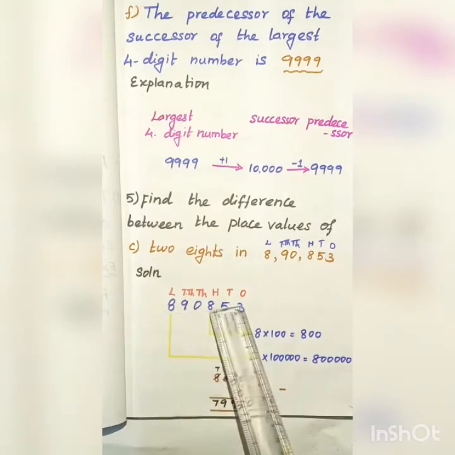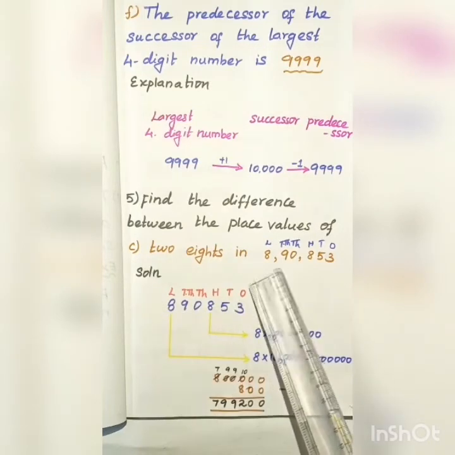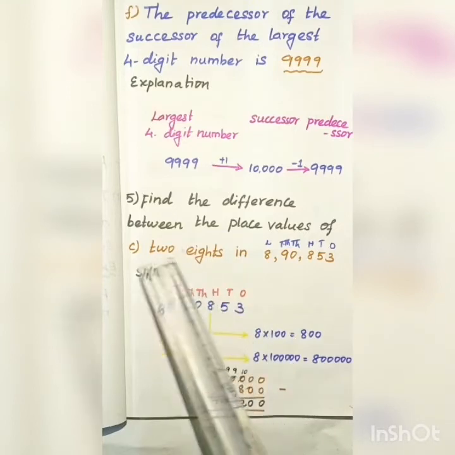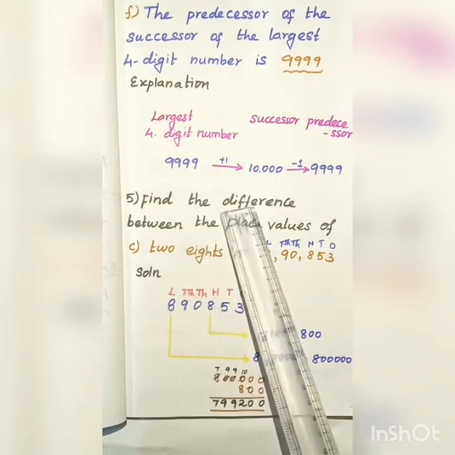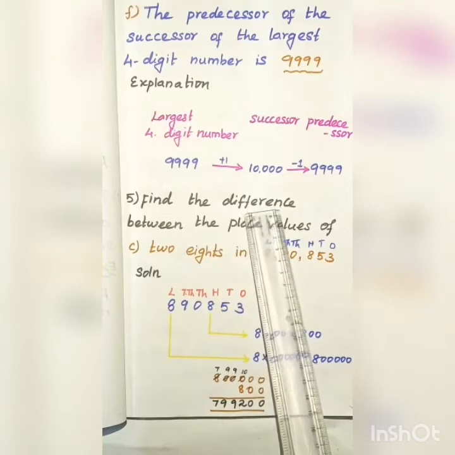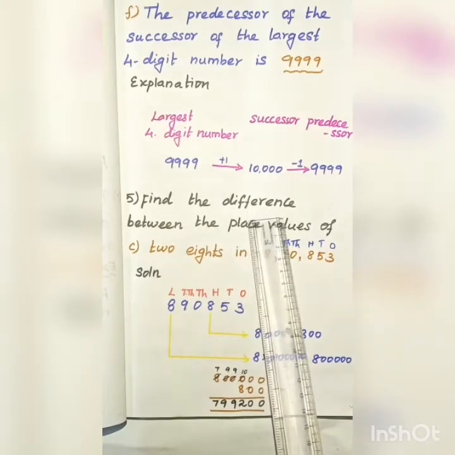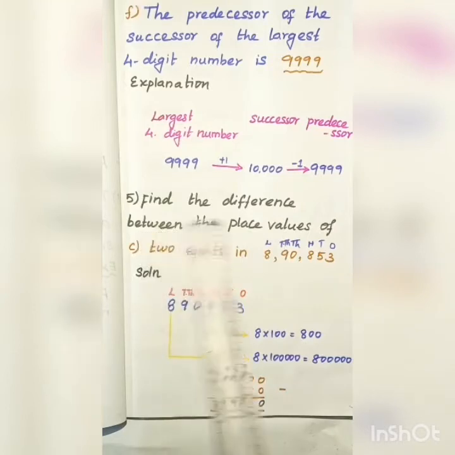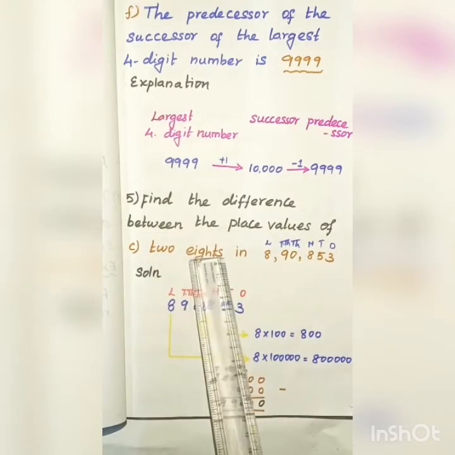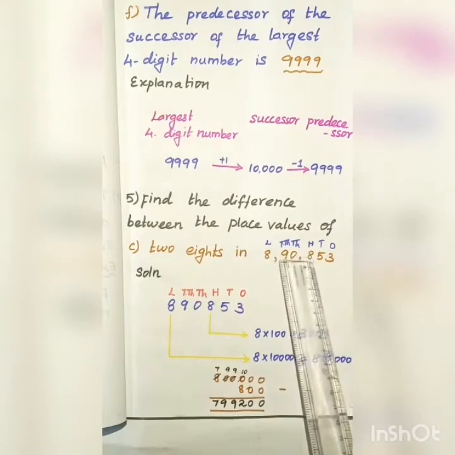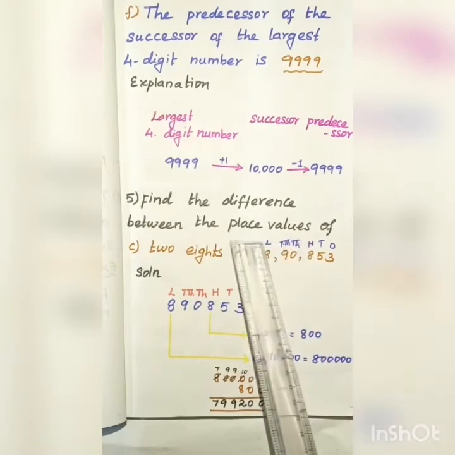First, you have to find the place values. Ones, tens, hundreds, thousands, ten thousands, lakh. What is the question? Difference means subtract. So what are the two numbers? When you subtract, you have a subtrahend and a minuend. So find the place values of the 8s. Where is the 8? Here is an 8 and here also an 8. 8 in the hundreds place and 8 in the lakhs place.